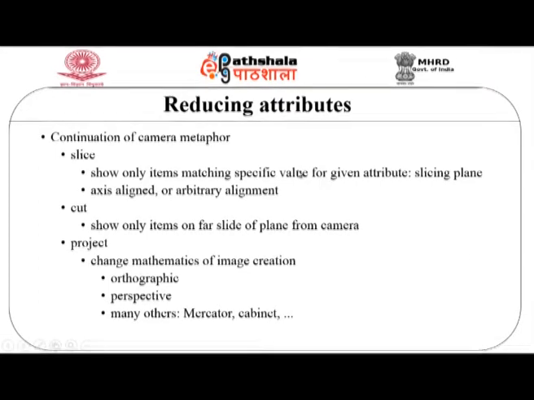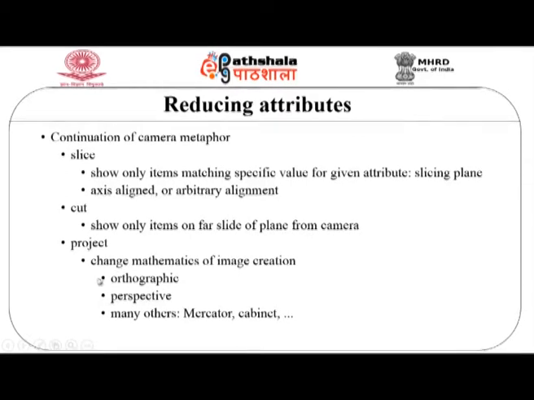In the case of focus plus context, we try to reduce the number of attributes. Reducing the number of attributes is in continuation of the camera metaphor. There we try to make a slice of the given object. Slicing an object is showing only the items matching a specific value for the given attribute, which is done using a slicing plane. Then you have the axis aligned or the arbitrary alignment. The next one is a cut. The cut only shows the items on the far side of the plane from the camera.